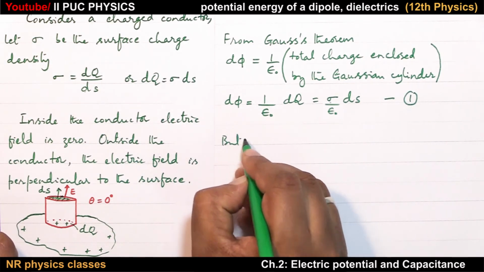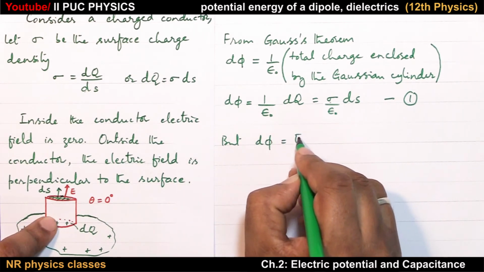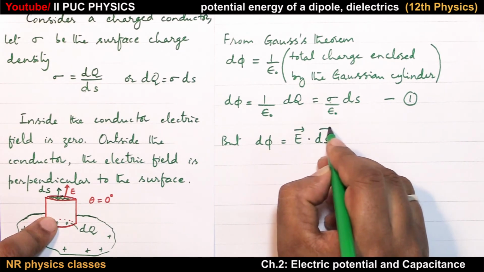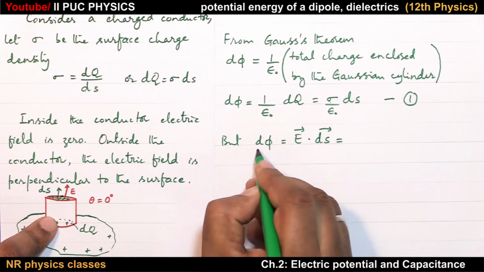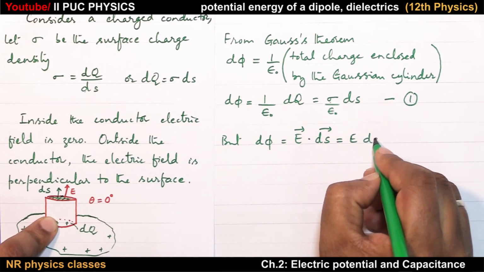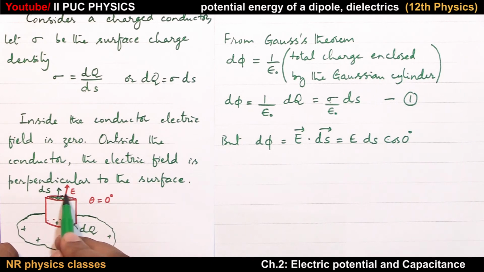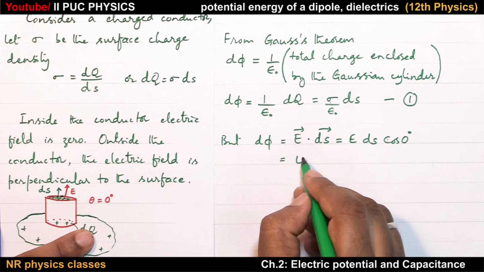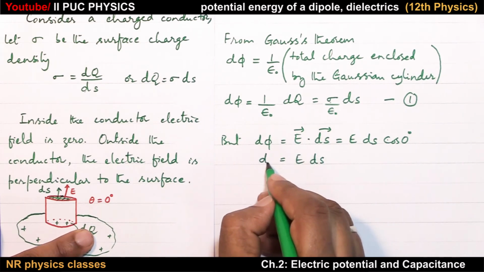But electric flux is equal to electric field dotted with area vector. So in this case E dot ds for small area, small flux, E ds cos 0, because angle between electric field and area vector is 0, which is equal to E ds. So this is d phi.